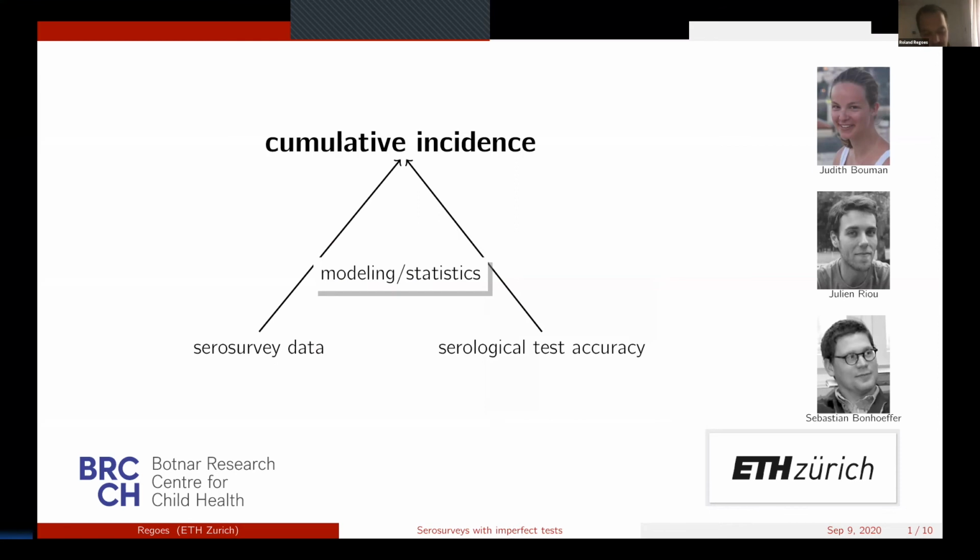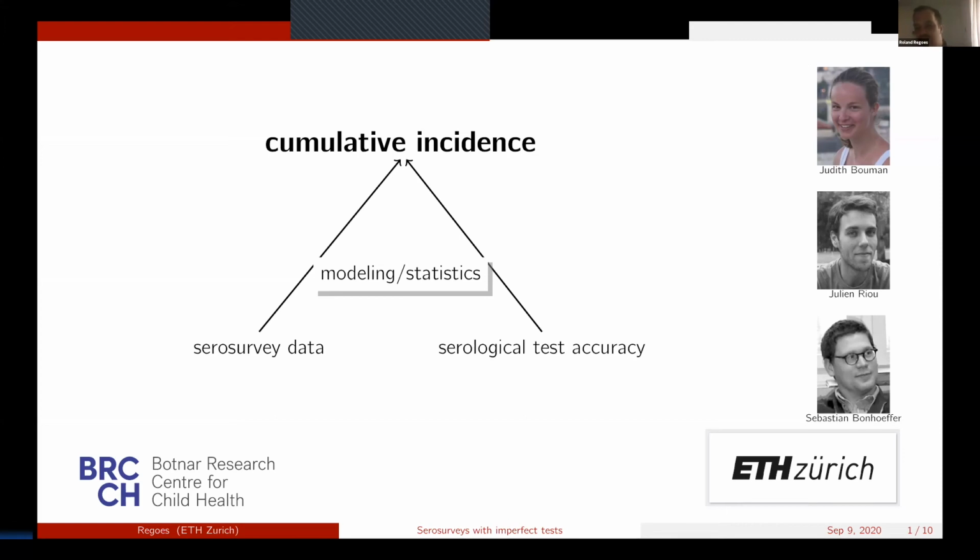And this is actually a very important parameter, especially if you want to do modeling, because that's where epidemiological models need to be anchored to get the numbers right. And as you may know, you can estimate cumulative incidence from serosurveys where you enroll a lot of people and perform serological tests on those. But the serological tests we have at the moment are imperfect, so you need some modeling and statistics in order to translate serosurvey data into the cumulative incidence.